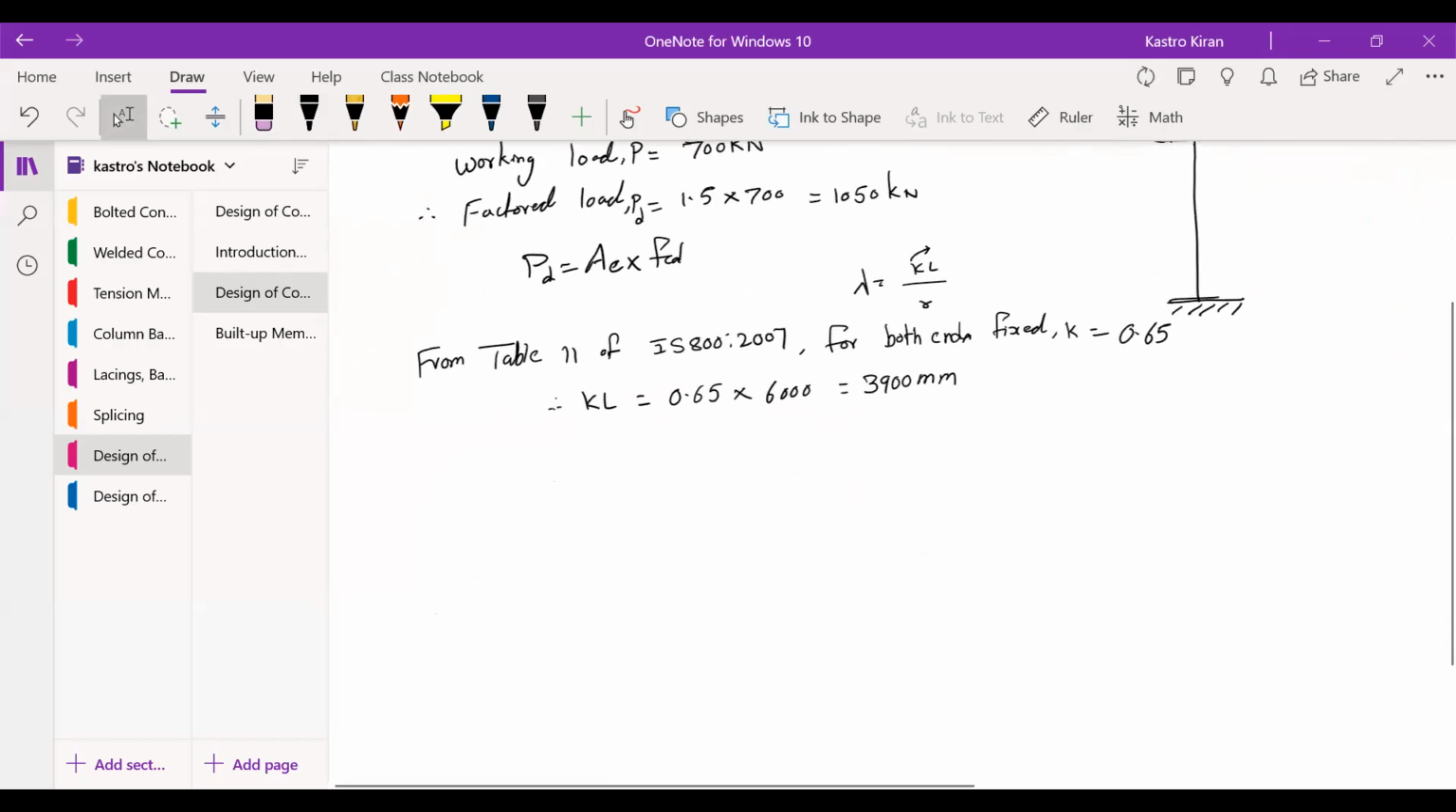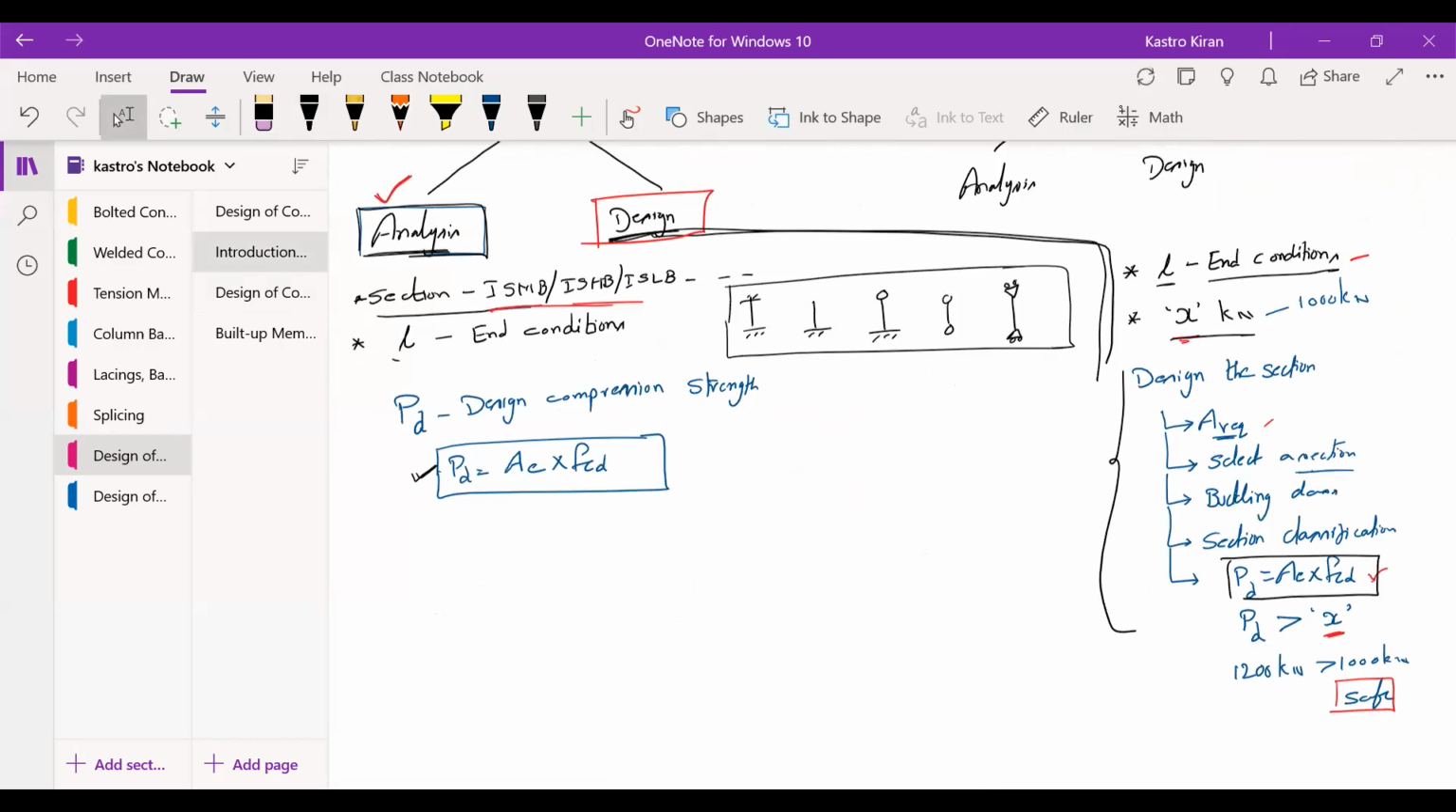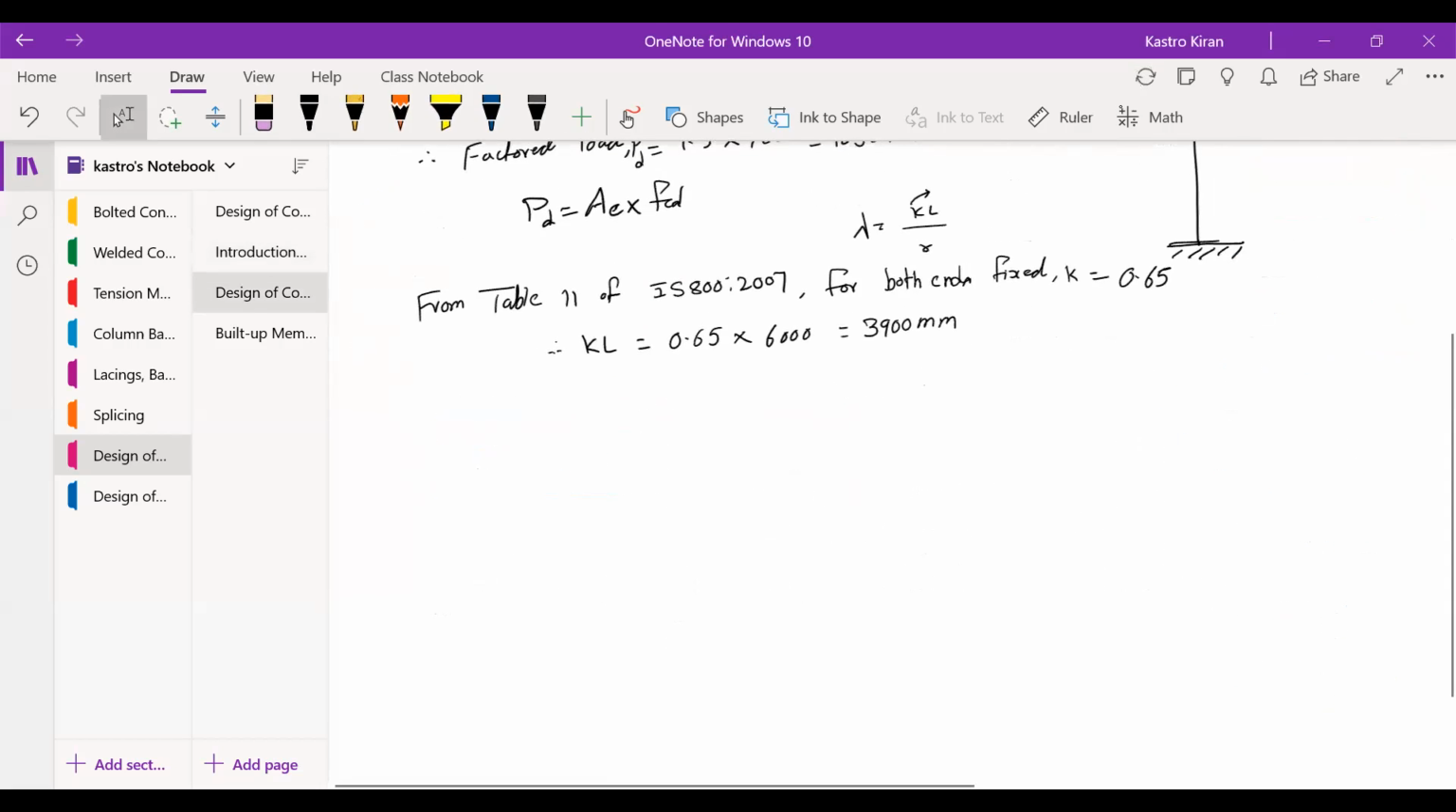Now, what is the first step which we have to do? We have to find out the area, right? This is the first step. So let's find out the area required. So let's keep this heading as first step, area required. So how will you find out this area required?